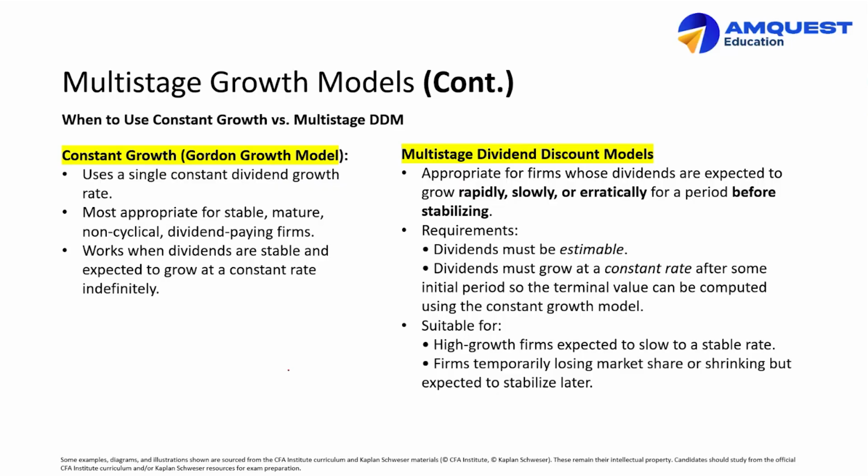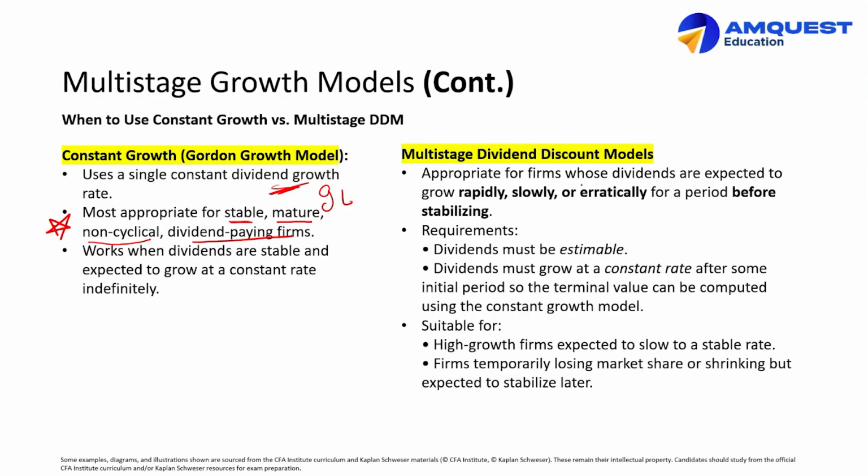So you have to do a lot of estimation when you are going for the multi-stage dividend discount. The constant growth model uses a single constant dividend growth rate. So they use only one G, and this is your GL. It is most appropriate for stable, mature, non-cyclical, that means defensive utility kind of companies, and dividend paying firms. So this point is most important. It works when dividends are stable and expected to grow at a constant rate indefinitely.